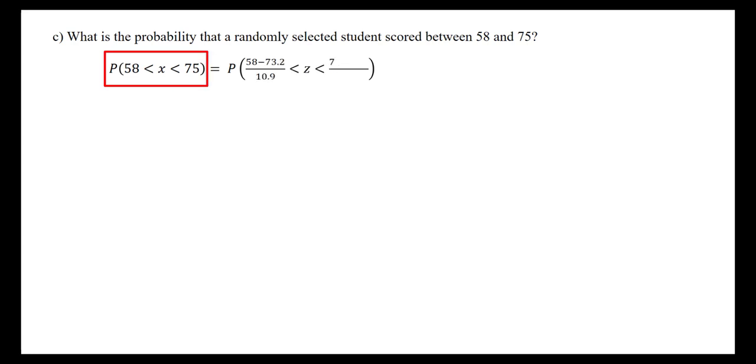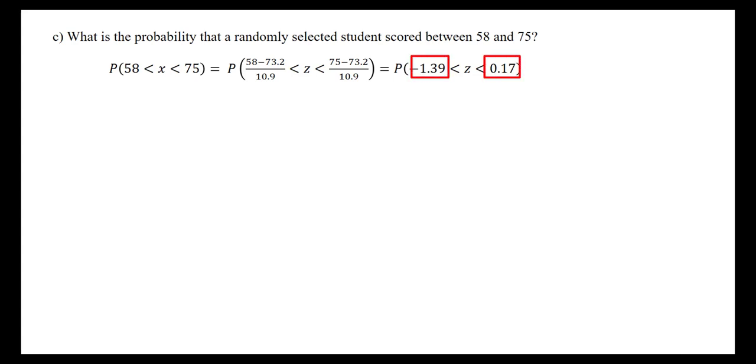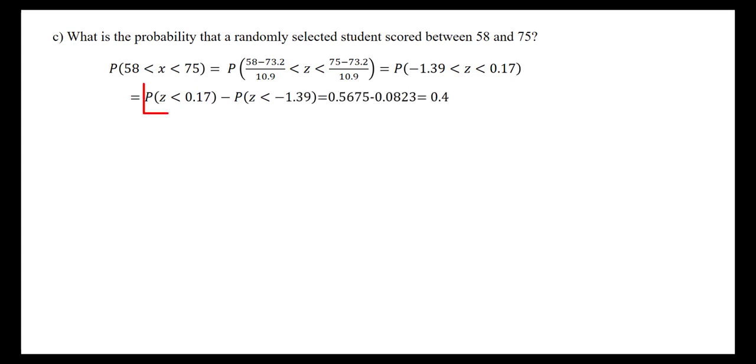The next question says, what is the probability that a randomly selected student scored between 58 and 75? In this case, we want the probability of 58 less than x less than 75. When we compute the z-score value corresponding to 58 and 75 using the mean and the standard deviation, we obtain negative 1.39 and 0.17. So the next thing we need to do is to find the area to the left or below 0.17 minus the area below or to the left of negative 1.39.